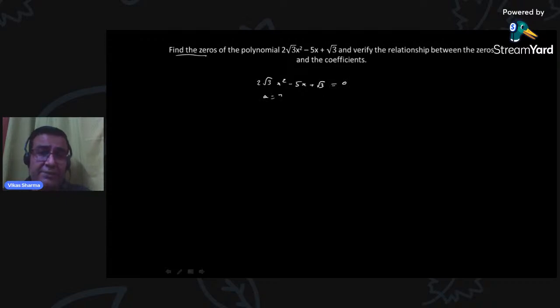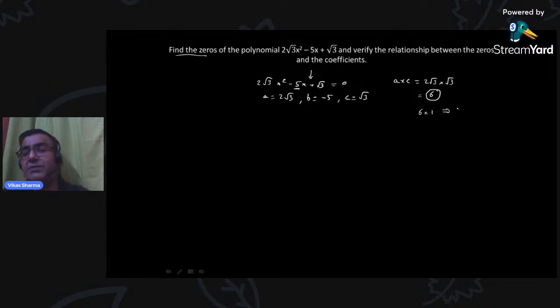We know that a is equal to 2 root 3, b is equal to negative 5, and c is equal to root 3. We are looking at the product of a and c, which is equal to 2 root 3 times root 3. Root 3 times root 3 is 3, and 3 times 2 is 6. So we are looking at the factors of 6 such that when we add or subtract them, since we've got a positive sign here, that means we should add the two factors and get 5. If one of the factor pairs is 6 into 1, adding both of them, 6 plus 1 is equal to 7. So this is obviously not what we are looking for.